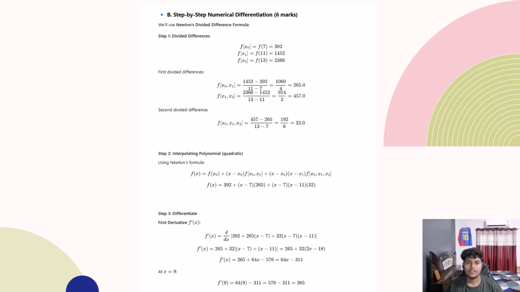Part B, step-by-step numerical differentiation. We will use the Newton divided difference formula and solve this in different steps. First step, divided differences, and second, divided differences. Now coming to the last step, differentiate. We will differentiate the function at x equals 9.